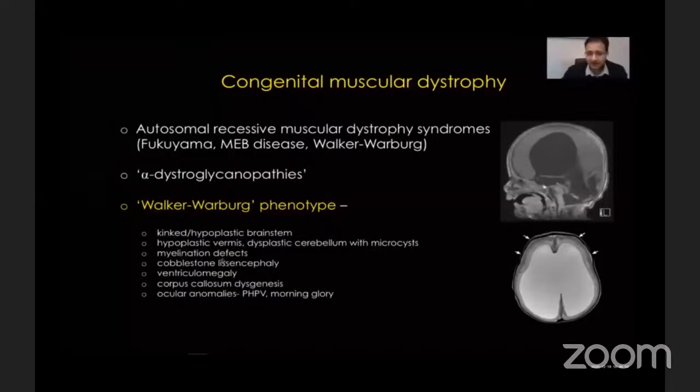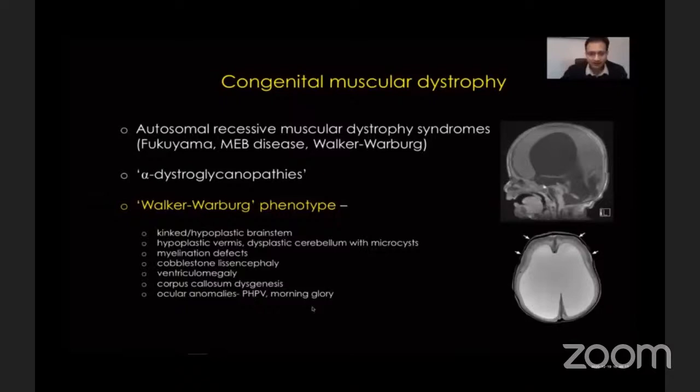There are typically myelination defects. The supratentorial brain parenchyma demonstrates cobblestone lissencephaly. There is associated moderate or severe ventriculomegaly. There can be corpus callosum dysgenesis. And there are ocular anomalies, like in our case, we saw PHPV, but it could also be associated with morning glory disc anomaly.